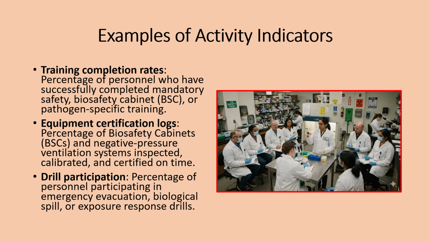Examples of activity indicators. Training completion rates: percentage of personnel who have successfully completed mandatory safety, biosafety cabinet or pathogen-specific training. Equipment certification logs: percentage of biosafety cabinets and negative pressure ventilation systems inspected, calibrated and certified on time. Drill participation: percentage of personnel participating in emergency evacuation, biological spill or exposure response drills.